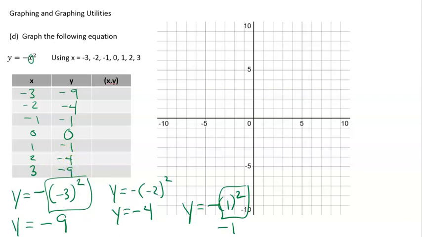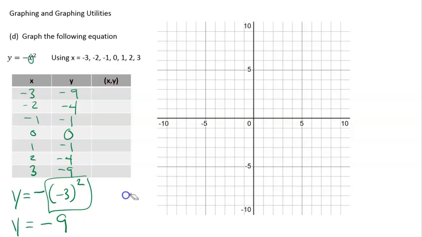Okay, now I'm going to erase some of my work at the bottom of the page because it is in the way for this graph. If you need to see it, just rewind. All right, so -3 is my x-coordinate, -9 is my y-coordinate, and there we are. -2, -4. Oops, I didn't do that right.